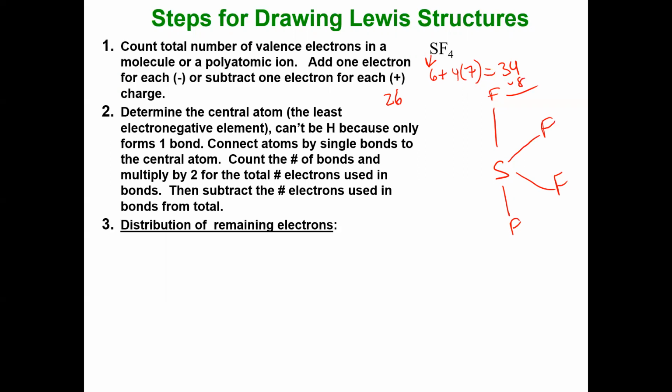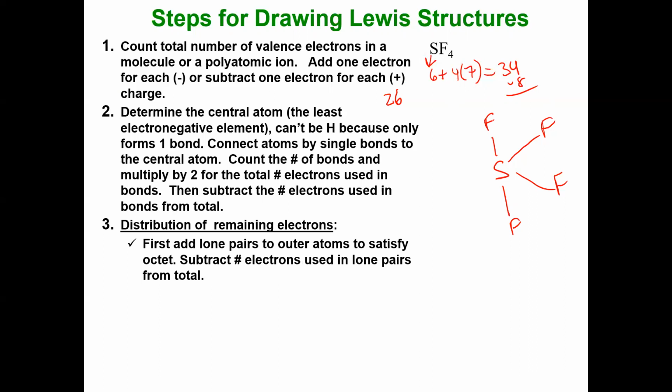So what do I do with those 26 valence electrons? Well, I'm going to add them to my outer atoms. I'm going to kind of squeeze this so I make a little room. So I'm going to add them as lone pairs to outer atoms, the fluorine, to satisfy their octets. So I'm going to get 2, 4, 6, 8, 10, 12, 14, 16, 18, 20, 22, 24. So 26 minus the 24 I used, I still have 2 valence electrons.